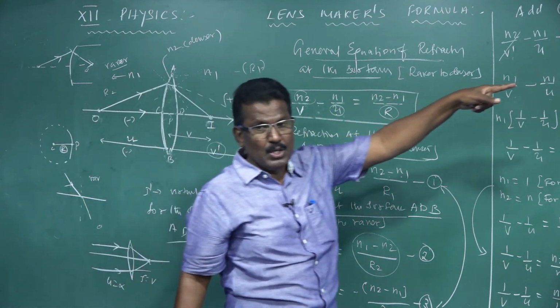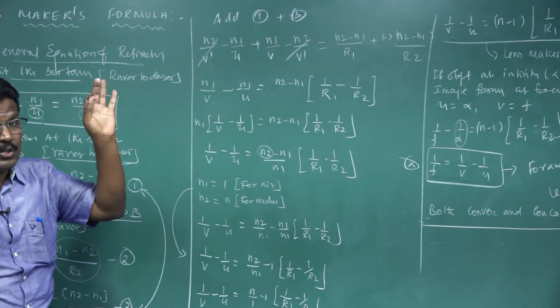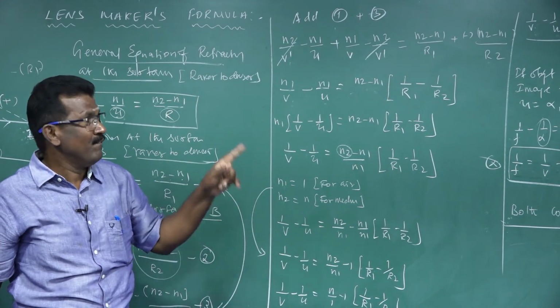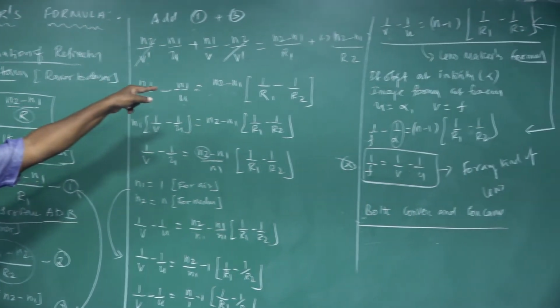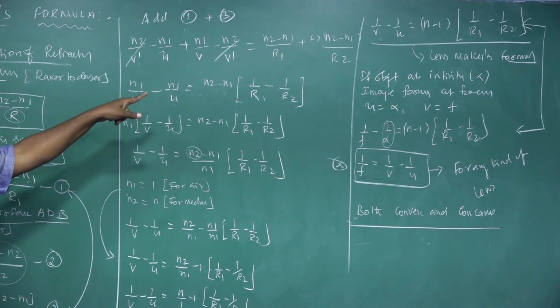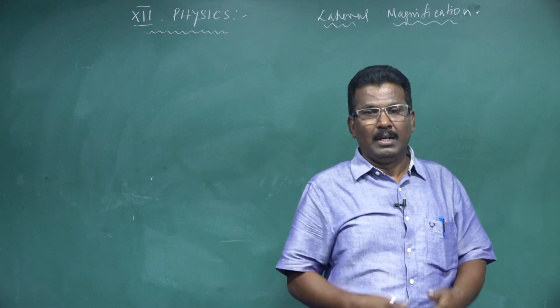So if any kind of problem is asked, we should use the sign convention for R1, R2, V and U. The final lens maker formula is 1 by V minus 1 by U is equal to n minus 1 into 1 by R1 minus 1 by R2.